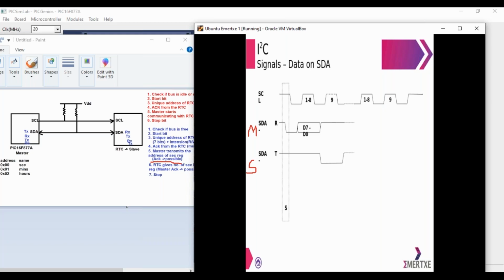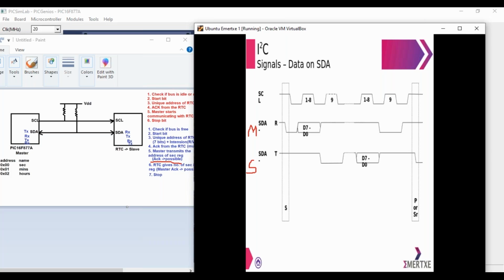Now the master generates 8 more clock pulses. The RTC transmits the second register's value and pulls the line up at the 9th clock pulse, representing it is done giving the data. After that, the master, being the receiver, receives the second register's value and pulls the line low at the 9th clock pulse, representing it has received the data. Then at the high clock pulse, once the communication is done, it is in fact the master who transmits the stop bit.